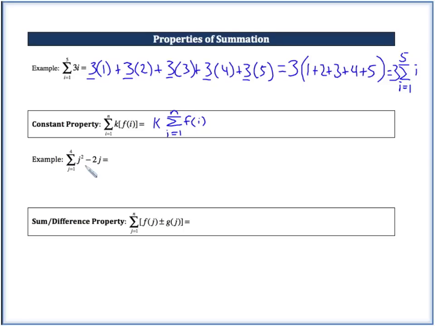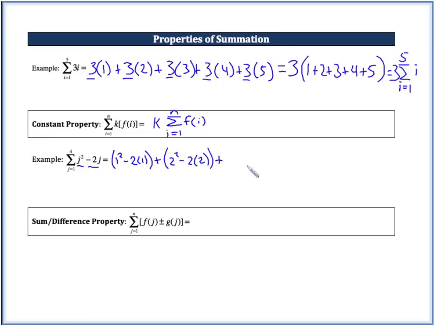Now, in our next example, we have the sum of a function which is represented by two different terms. So basically we can see this as two different functions here. We have a j squared function and a negative 2j function. And so let's go ahead and expand this out so we can see what's happening. So our first term here is going to be 1 squared minus 2 times 1. Our second term will be 2 squared minus 2 times 2.